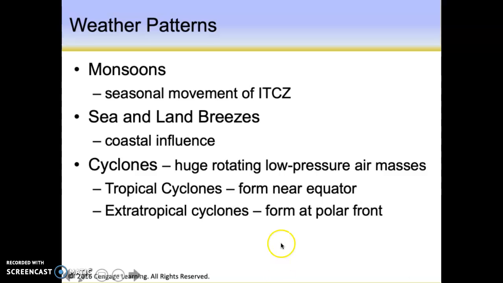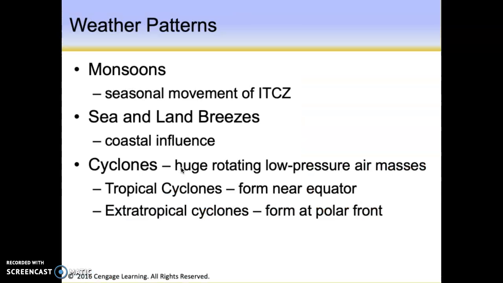So what kind of patterns do we get out of this? Well, the monsoonal patterns are the really noticeable ones associated with the shifting north and south of the intertropical convergence zone, and we'll see that in a couple of slides. Some coastal areas get to experience what are called land and sea breezes. We'll take a look at that. And then we'll finish up by taking a look at cyclones, which are huge rotating low pressure air masses. They are not tornadoes. A cyclonic system is just a large weather system.